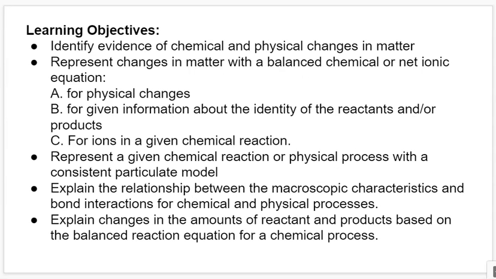and stoichiometry. So our learning objectives here, we're going to identify evidence of chemical and physical changes in matter. We're going to learn to represent changes in matter with a balanced chemical or net ionic equation for physical changes, for given information about the identity of the reactants and/or products, and for ions in a given chemical reaction. We're going to represent a given chemical reaction or physical process with a consistent particulate model. We're going to explain the relationship between the macroscopic characteristics and bond interactions for chemical and physical processes. And then finally, we're going to explain changes in the amount of reactant and product based on the balanced reaction equation for a chemical process. This last one is going to be our big focus on stoichiometry here.